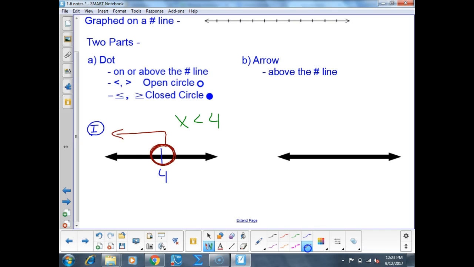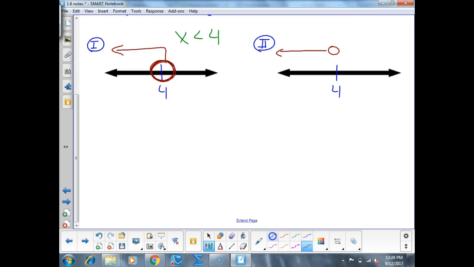Another way, an alternative way to do that exact same problem, again, you're only dealing with the number 4, and this time we'll do just the open circle above the 4, and then go left with that. What I don't want to see is this. And here's why. I'll show you.